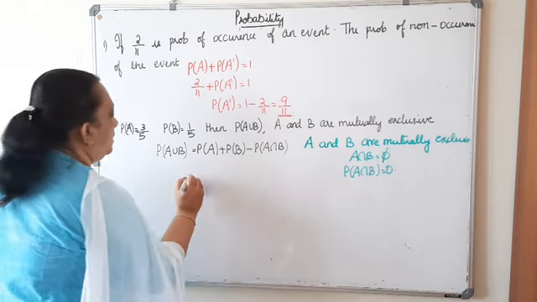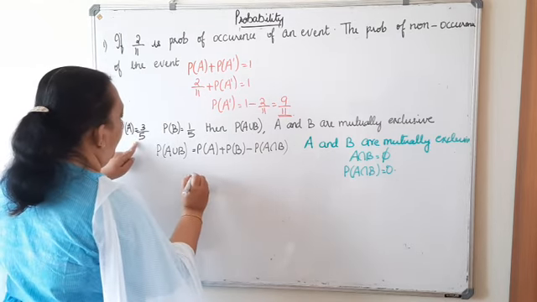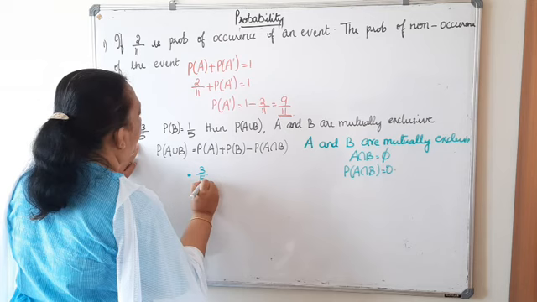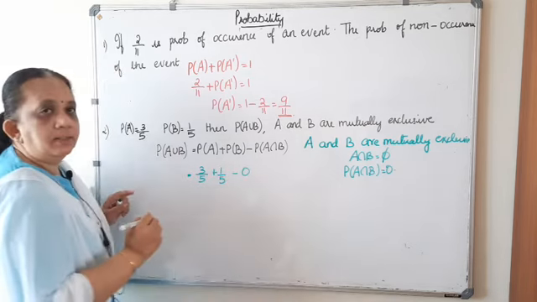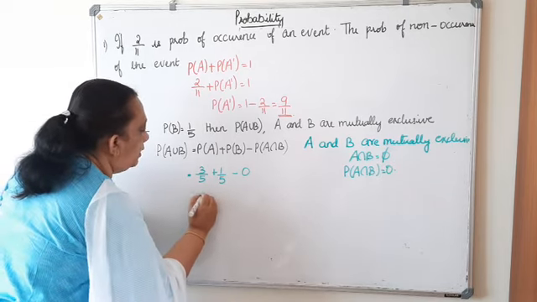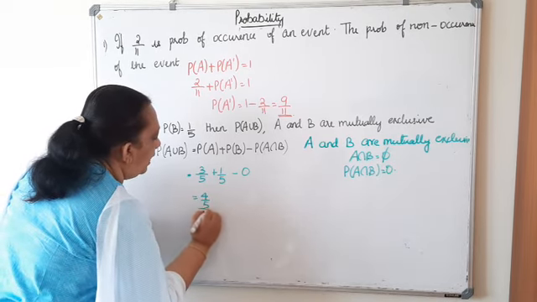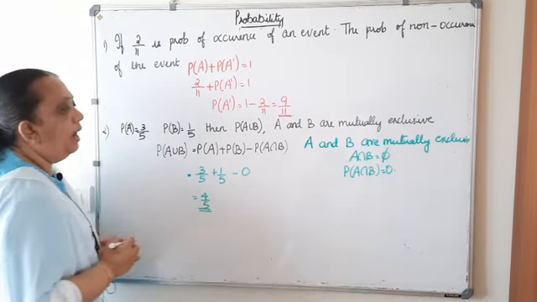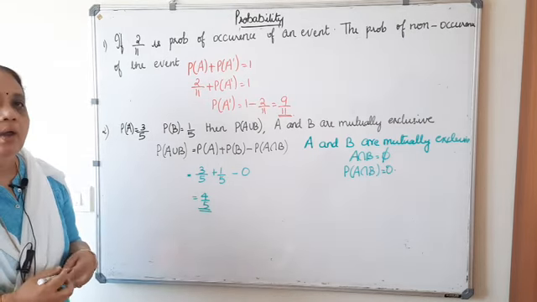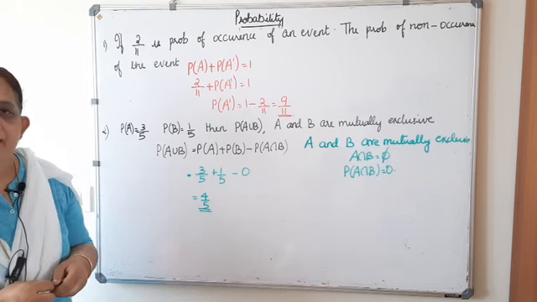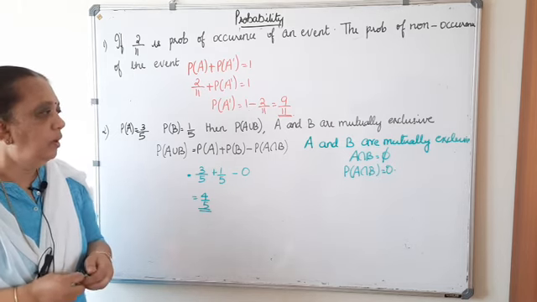So this is equal to probability of A, 3 by 5, plus probability of B, 1 by 5, minus 0, and that is equal to 4 by 5. That is the answer. Because A and B are mutually exclusive means A intersection B is equal to null set, or probability of A intersection B is equal to 0.